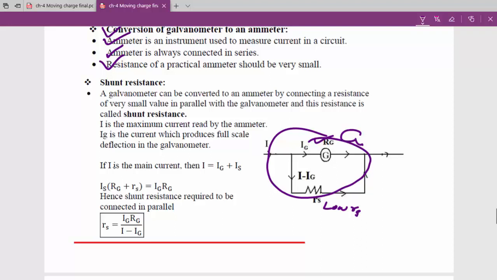What is I? I is the range to which we are converting the galvanometer. The range is 0 to I. I am converting the galvanometer from 0 to I range.